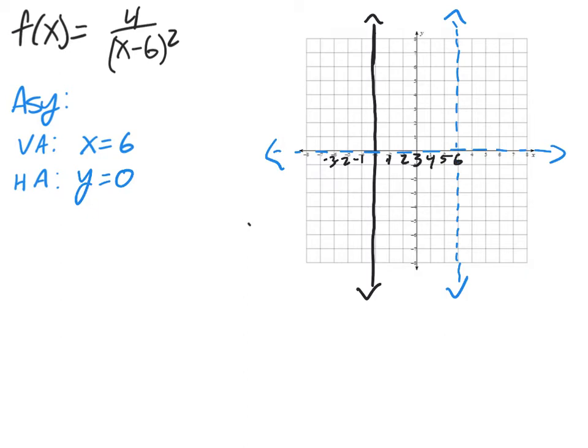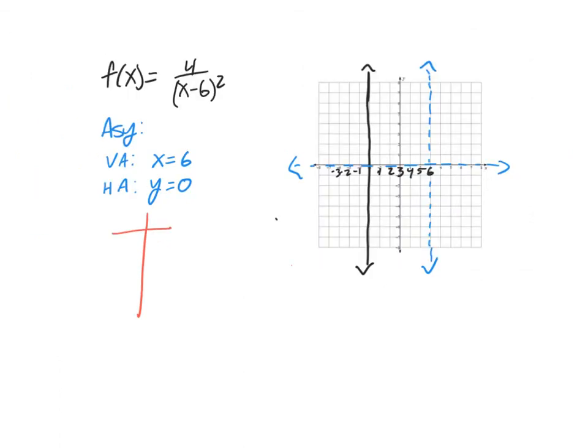So at this point, just like we did for rational functions, we want to create a table of values. So 3 points to the right would be at 7, 8, and 9. And then 3 points to the left would be 5, 4, and 3. All right, so we're going to plug those values in and see what we get out.